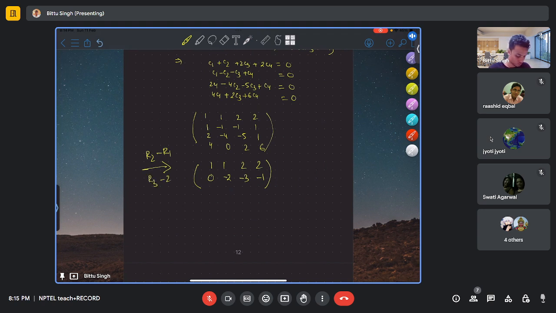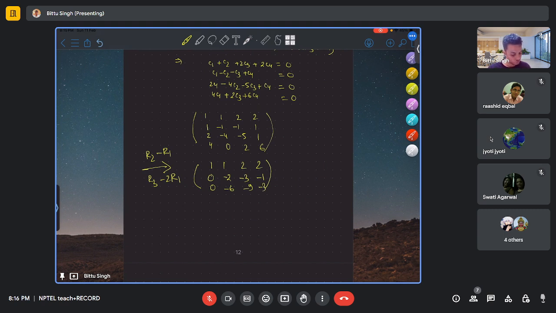R3 minus 2 R1, which is same as 0, minus 4, minus 6, minus 5, minus 9, 1, minus 4.